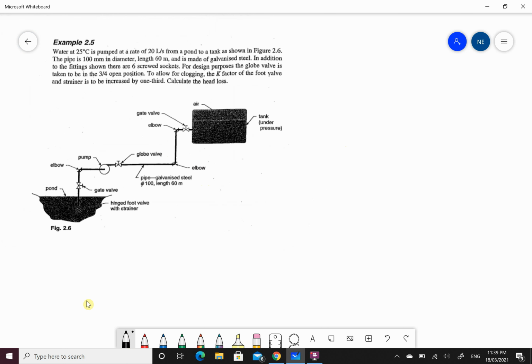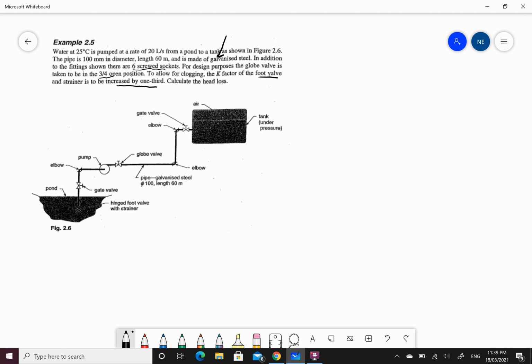So I have water at 25 degrees. It's pumped at a rate of 25 litres per second, going from the pond up to a tank. I've got the diameter of the pipe, the length of the pipe, the type of the pipe. So it is galvanised steel, so that's important. We've got some fittings in here. We've got 6 screwed sockets. We have a globe valve that's 3/4 open. And allowing for clogging, the K factor for the foot valve is to be increased by 1/3. Calculate the head loss.